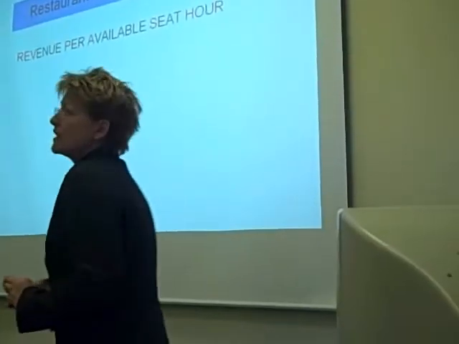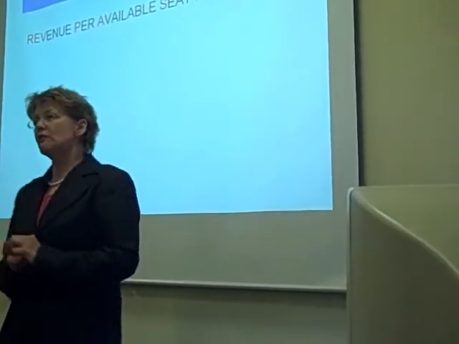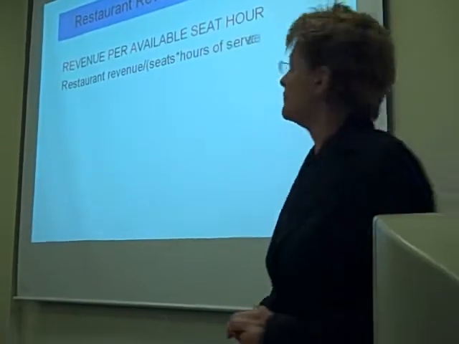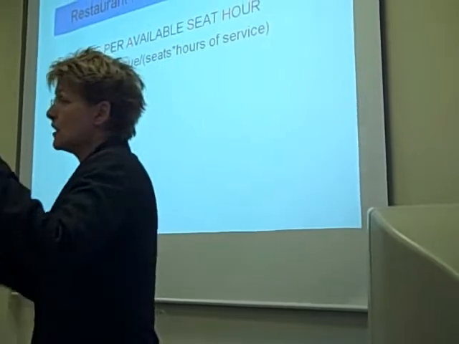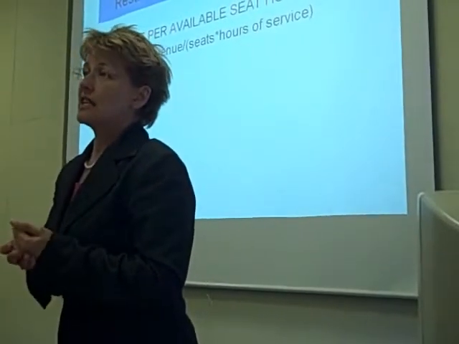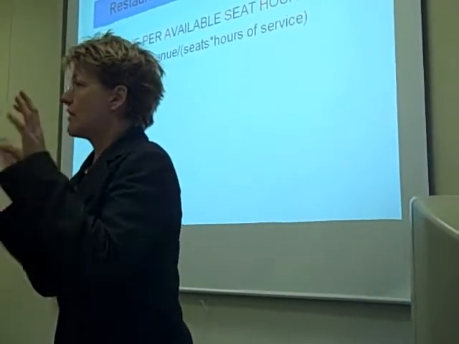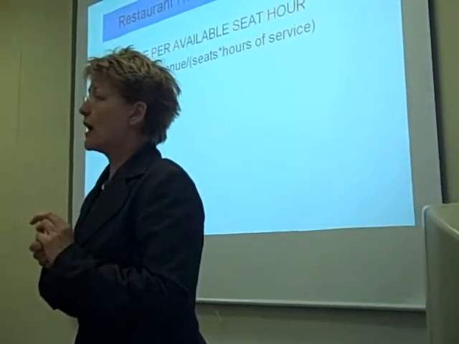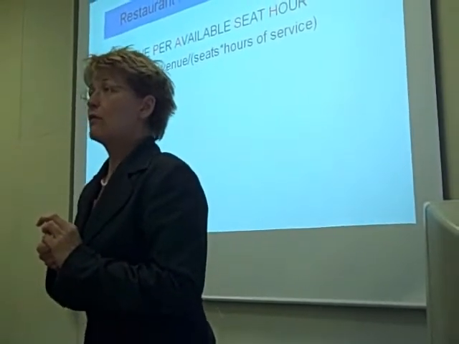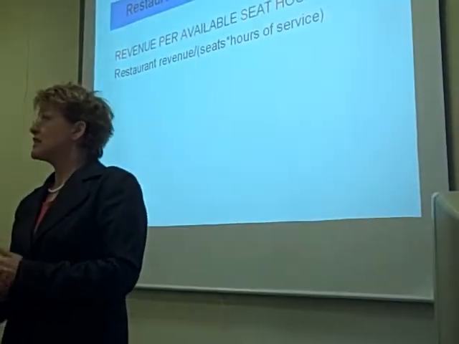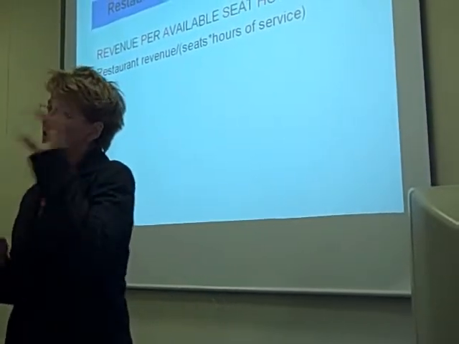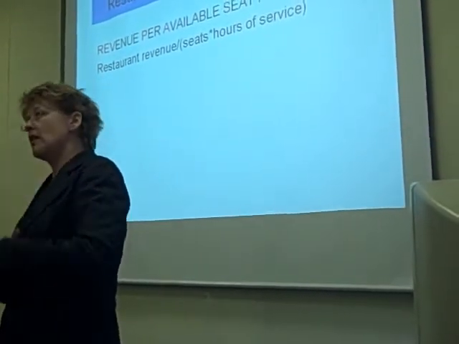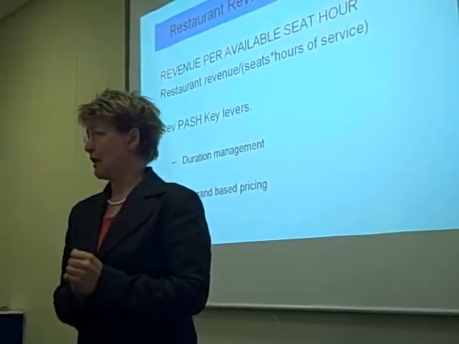In restaurants, instead of looking at revenue per available room, we look at revenue per available seat hour, which we call RevPASH. We calculate it by taking restaurant revenue for a meal period and dividing it by the number of seats times the hours of that meal period. If we have a restaurant with 40 seats and we serve dinner over 3 hours, the seats available over those 3 hours would be 40 times 3, 120. So we take the restaurant revenue for that meal period and divide by 120.